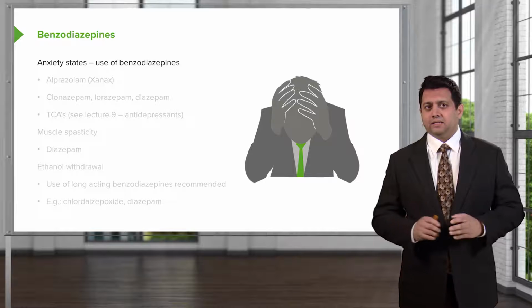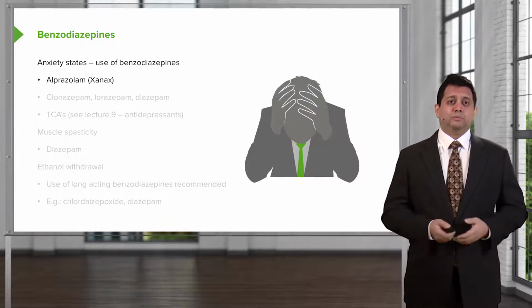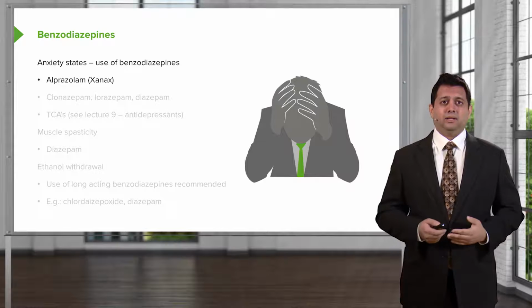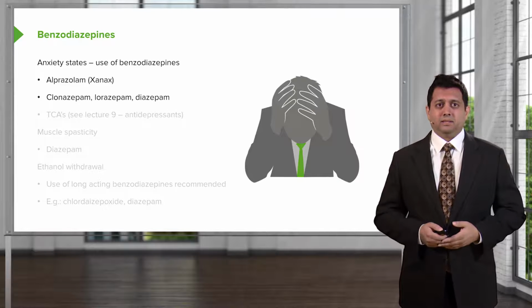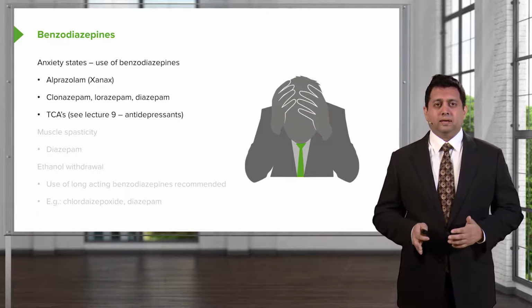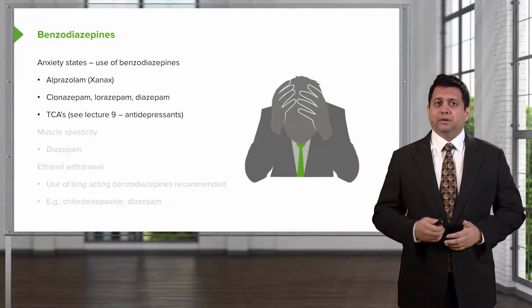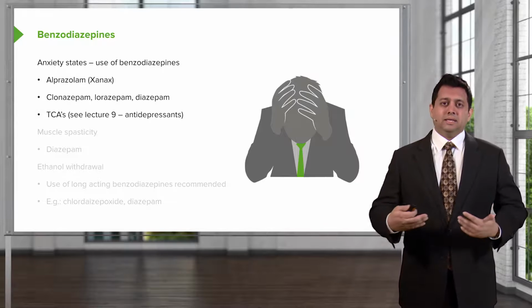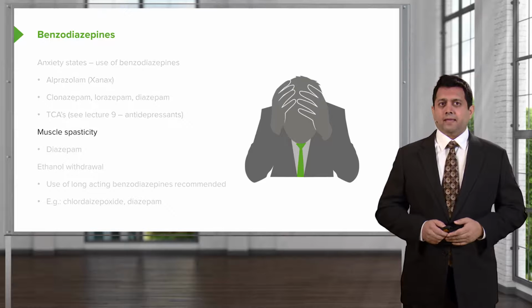Benzodiazepines are fantastic for anxiety states. Alprazolam or Xanax is the most prescribed anti-anxiety medication in the United States. Other ones include clonazepam, lorazepam, and diazepam. We sometimes do use tricyclic antidepressants for anti-anxiety, and we can refer to lecture number 9, the antidepressant section, to understand a little bit more about how TCAs work.